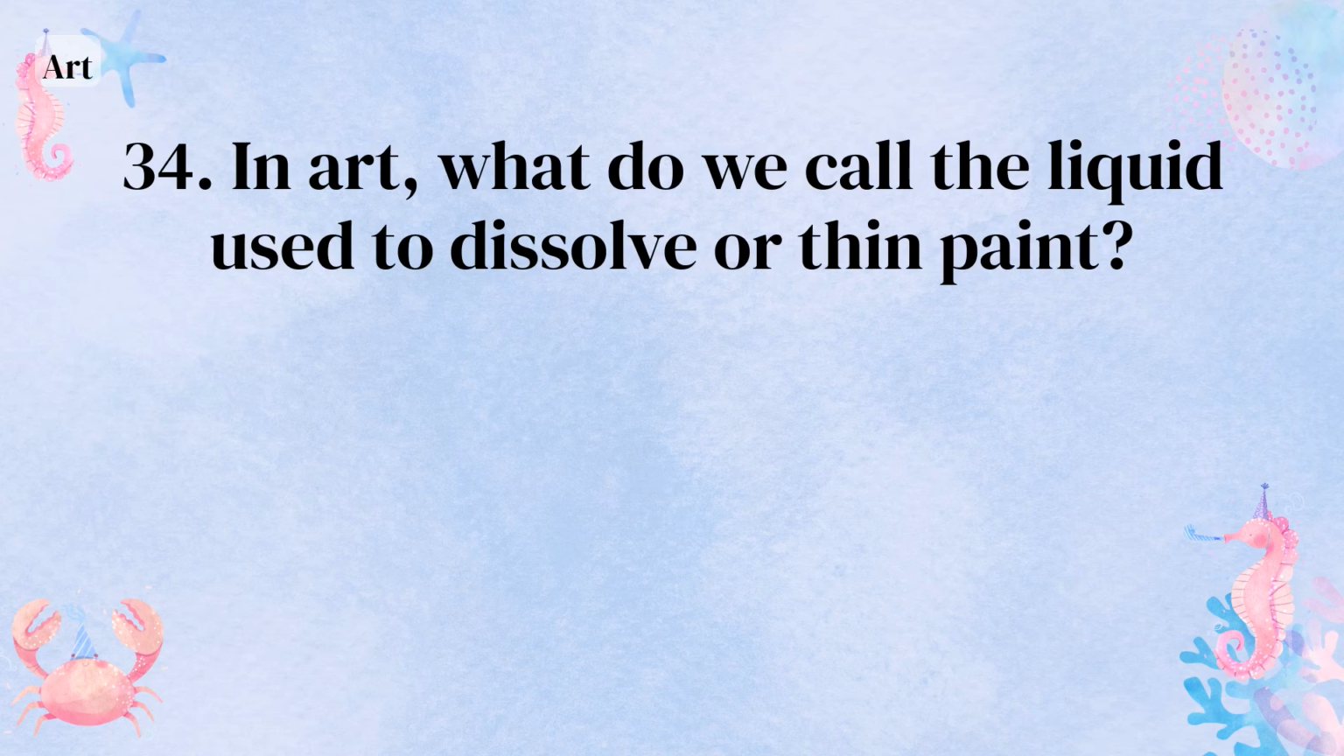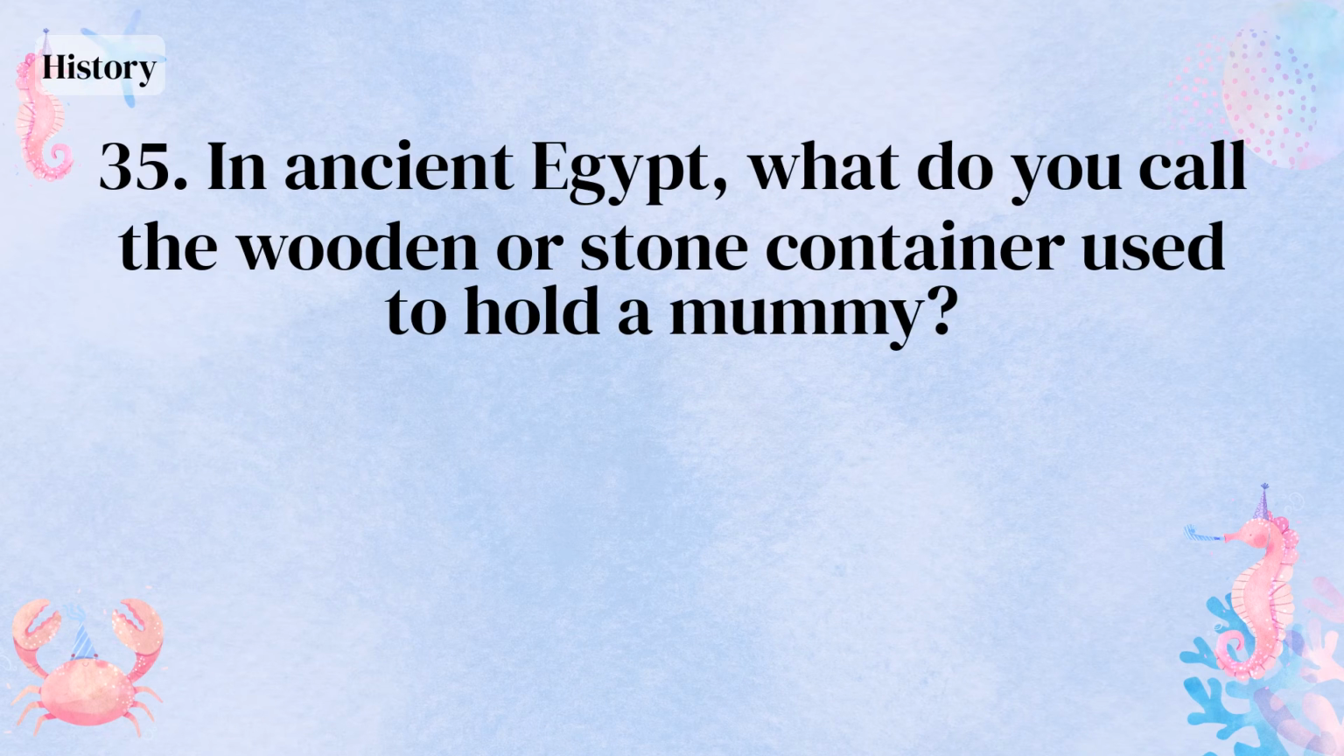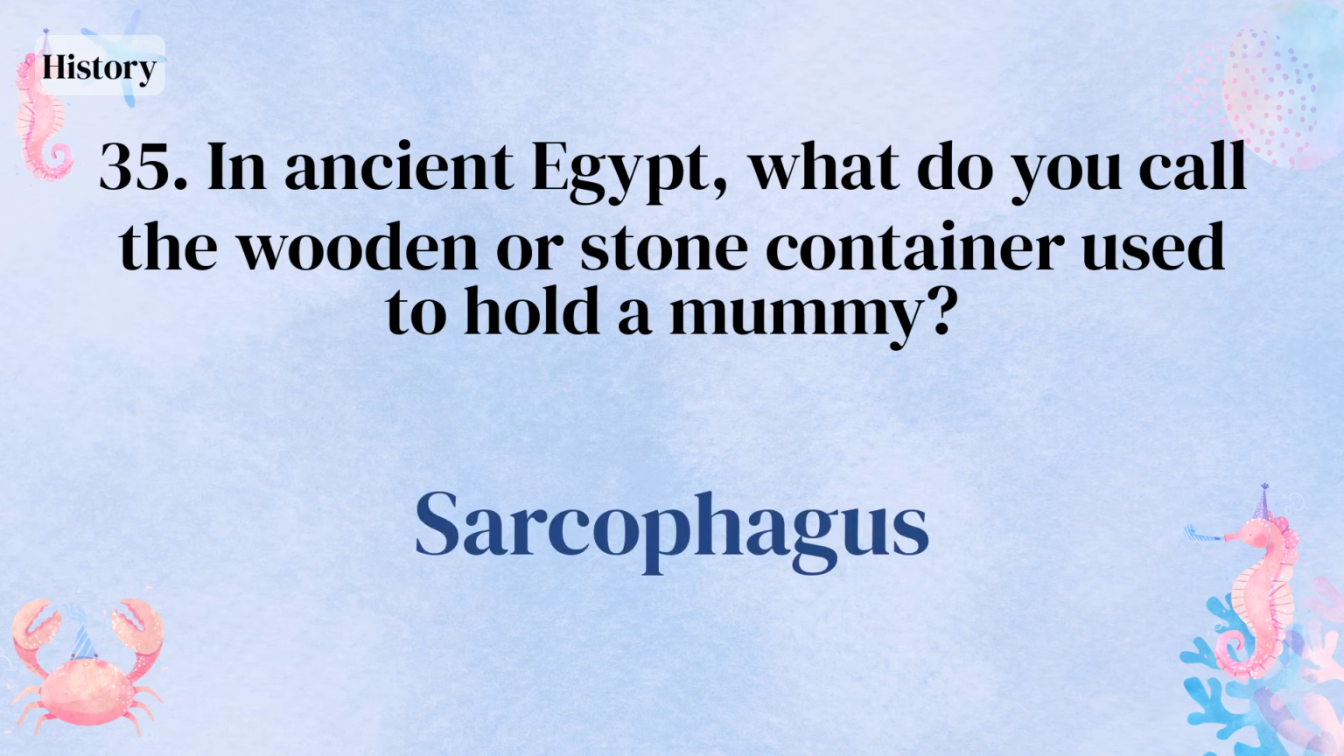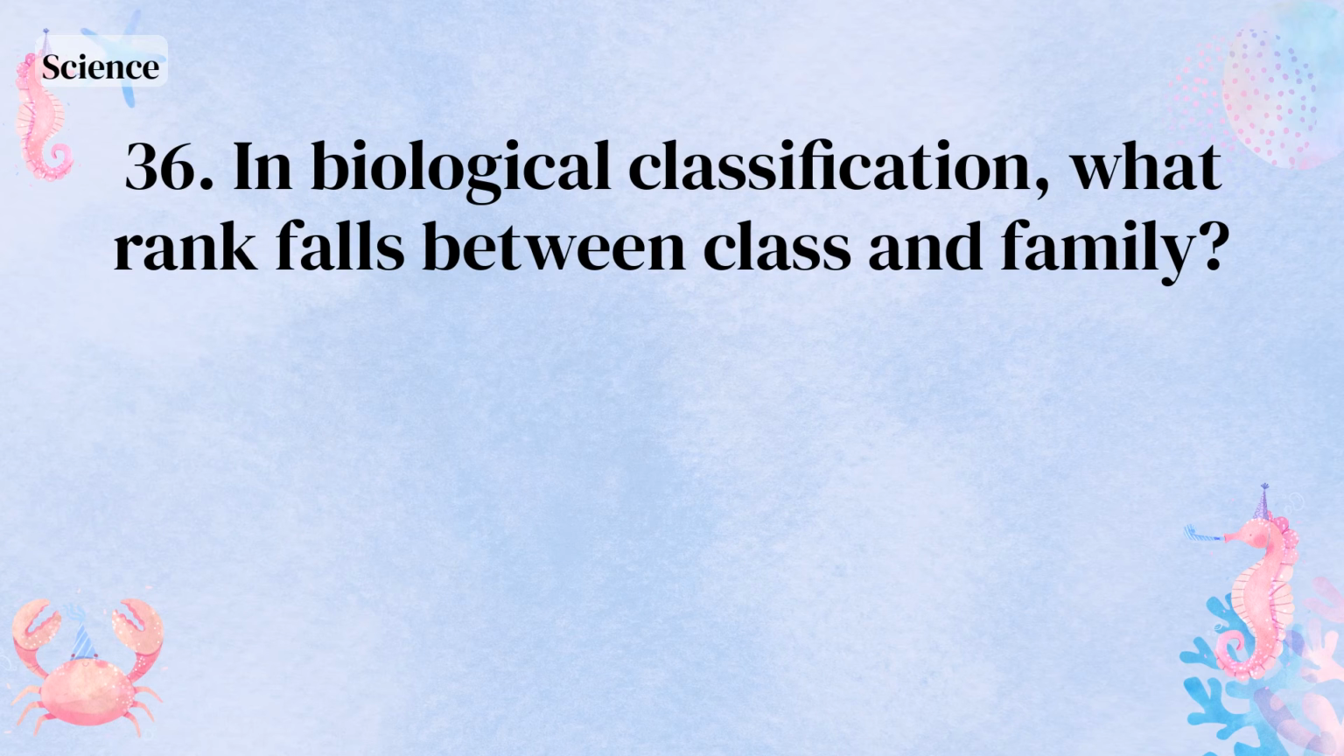Kiribati. In art, what do we call the liquid used to dissolve or thin paint? Solvent. In ancient Egypt, what do you call the wooden or stone container used to hold a mummy? Sarcophagus. In biological classification, what rank falls between class and family?